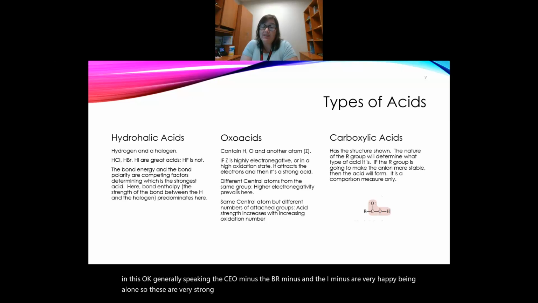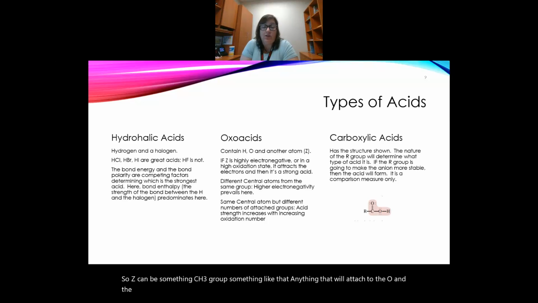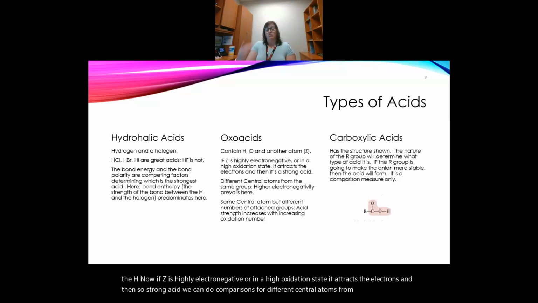We also have oxo acids. They contain an H, an O, and some other atom, some Z. So Z can be something like a CH3 group, anything that will attach to the O and the H. Now, if Z is highly electronegative or in a high oxidation state, it attracts the electrons, and then it's a strong acid. We can do comparisons for different central atoms from the same group. So higher electronegativity will be the stronger acid.